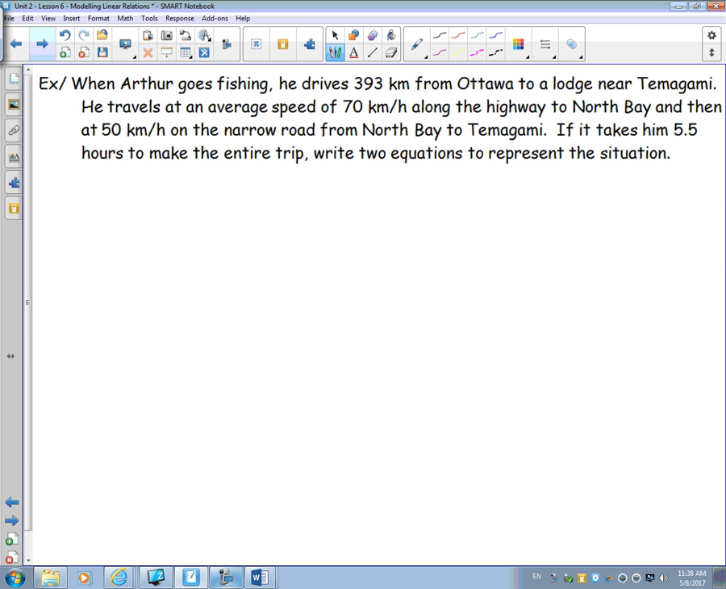And last one. When Arthur goes fishing, he drives 393 kilometers from Ottawa to a lodge near Temagami. He travels at an average speed of 70 kilometers an hour along the highway to North Bay and then at 50 kilometers an hour on the narrow road from North Bay to Temagami. It takes him 5.5 hours. Make two equations. Okay. Distance, speed, time.